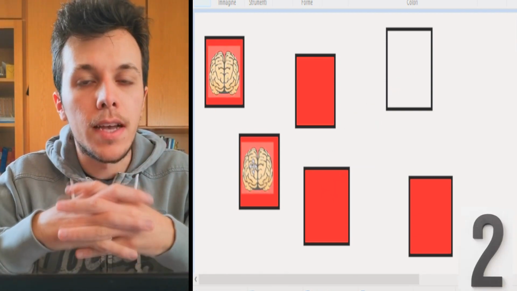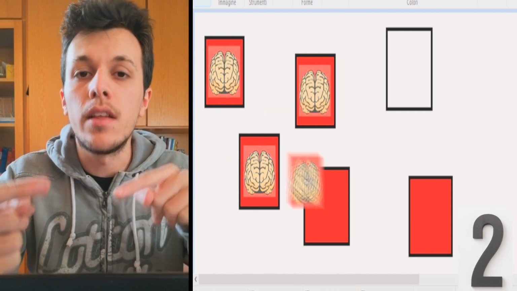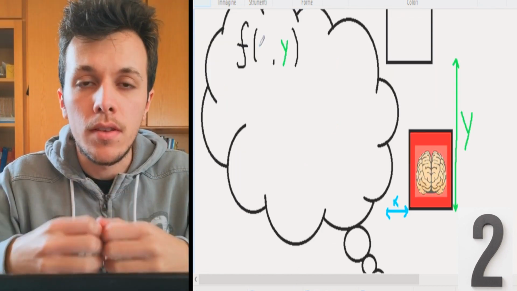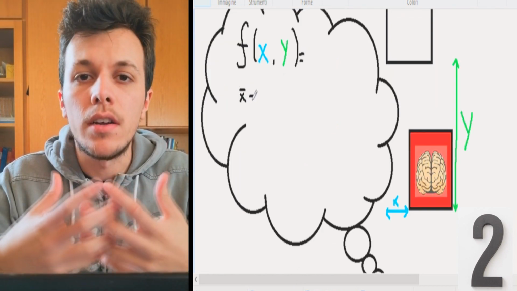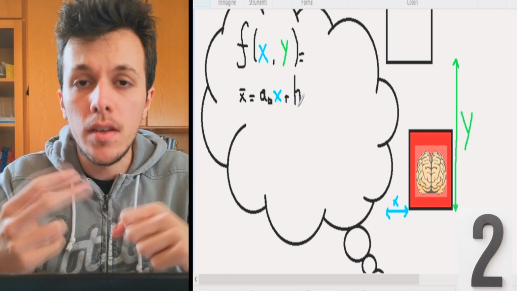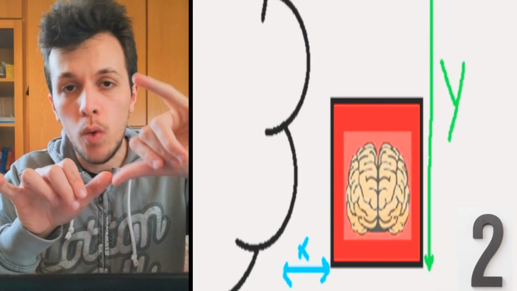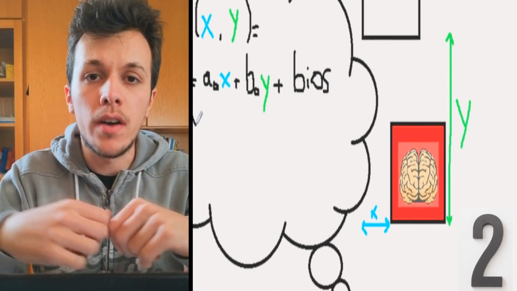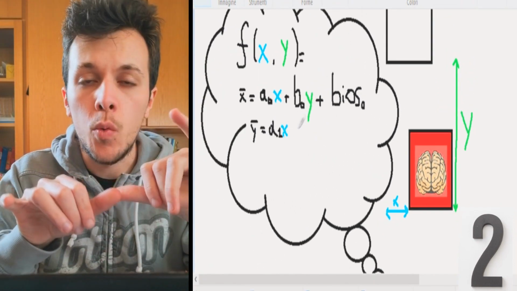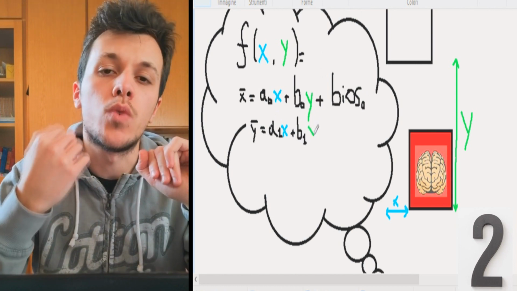Then we must create some neurals. The neurals tell each square how to move based on its position. So in math terms they are functions, they take as input two variables, the x distance and the y distance from the white square, and give as output the x and y direction where the squares want to move.